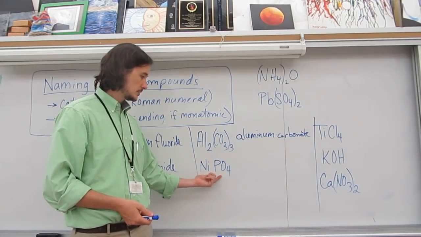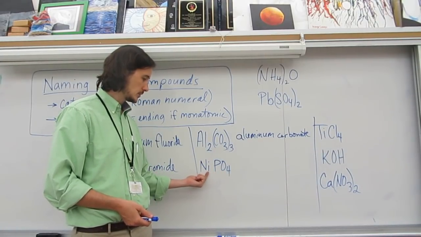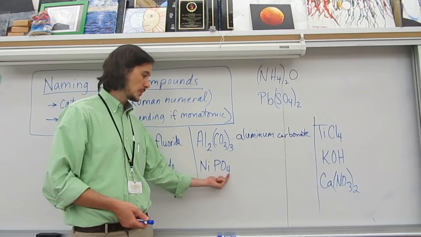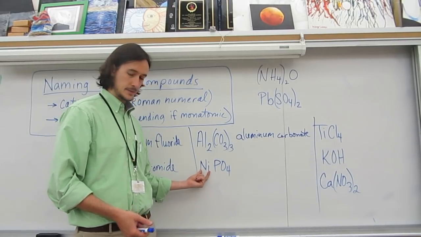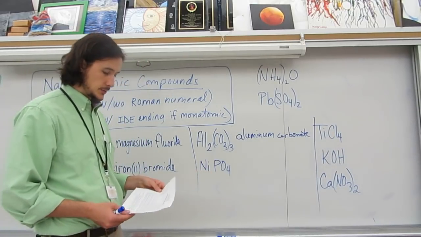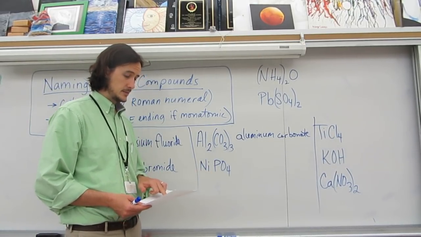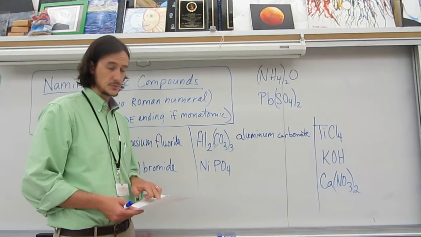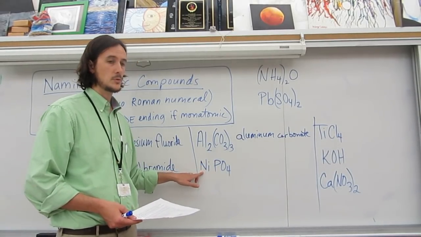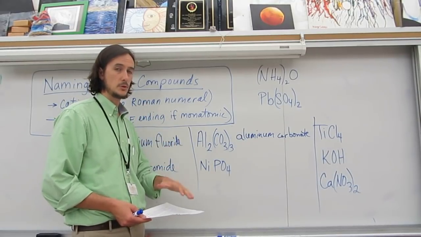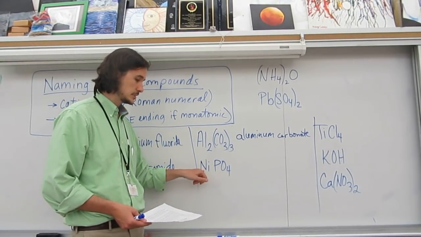Next one is nickel. We have Ni, nickel, and we have another polyatomic ion. First we name the cation. We find nickel on the periodic table. It's in group 10, and it does form more than one charge. So nickel, since it forms more than one charge, we need to write the Roman numeral to say what the charge is.